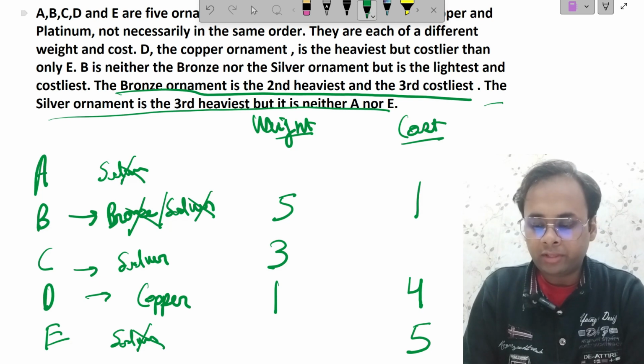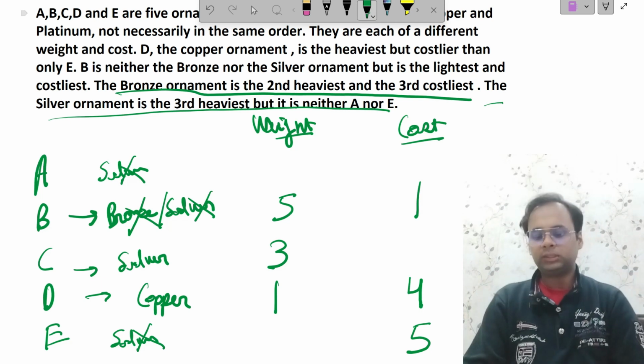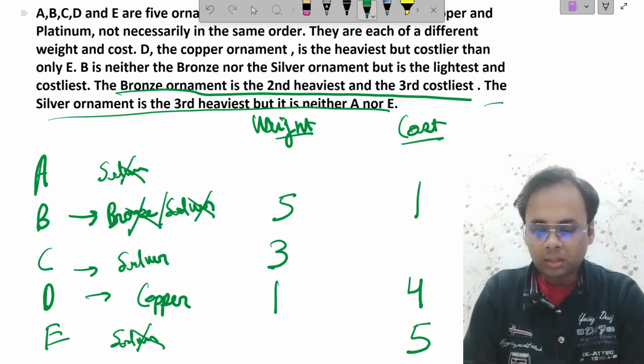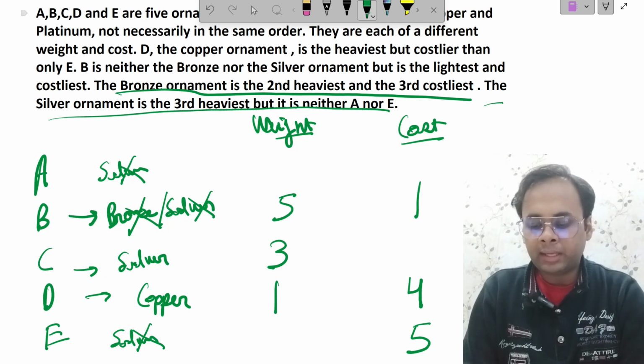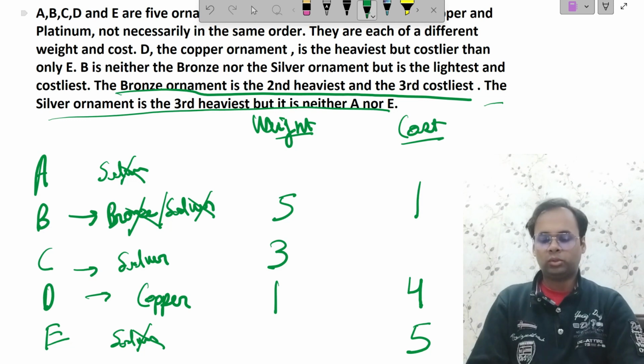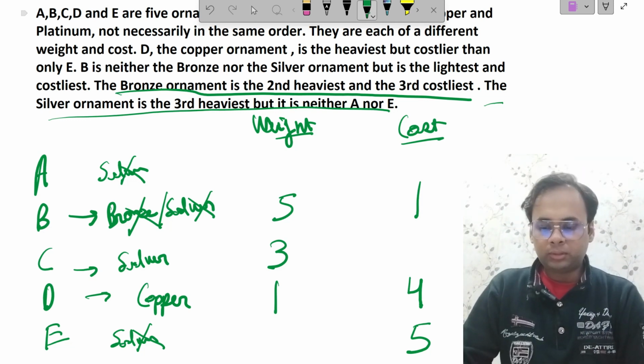The copper ornament is the heaviest but costlier than only E. We have already marked B. Then B is neither the bronze nor the silver ornament, but is the lightest and the costliest. We have solved it. Then bronze ornament is the second heaviest and the third costliest. Okay. Now we have marked all this till now.